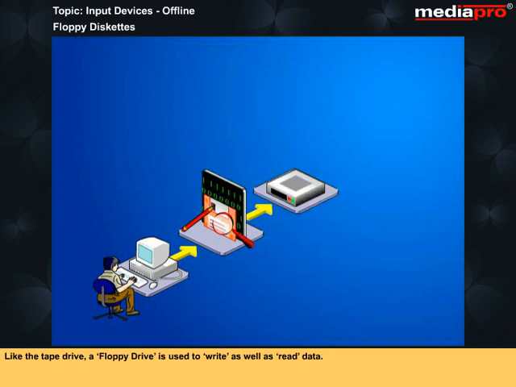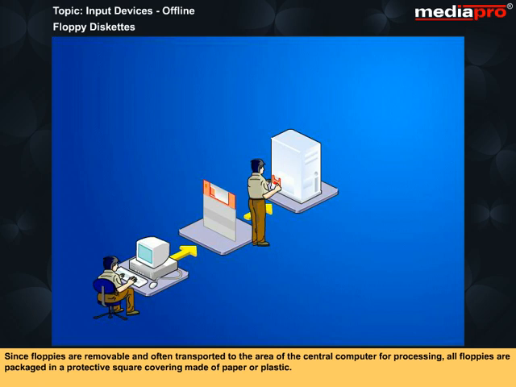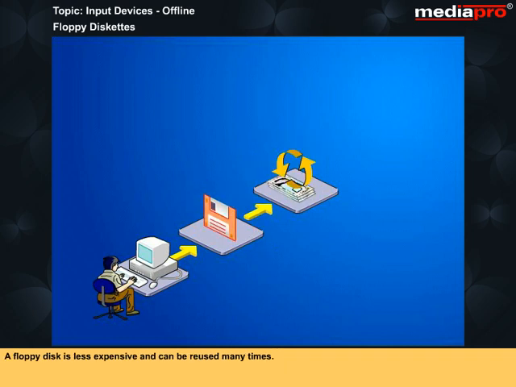Like the tape drive, a floppy drive is used to write as well as read data. Here too, the data is represented as tiny invisible polarized spots on the magnetizable coating. Since floppies are removable and often transported to the area of the central computer for processing, all floppies are packaged in a protective square covering made of paper or plastic. A floppy disk is less expensive and can be reused many times.